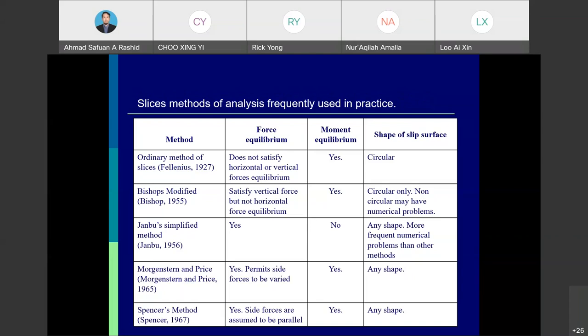This is an example of several approaches made by several different researchers, starting from Fellenius, Bishop, Janbu, Morgenstern, Price, and Spencer. We can say that Spencer is a more comprehensive approach compared to the other methods. But for our case, we only discuss Fellenius and Bishop.